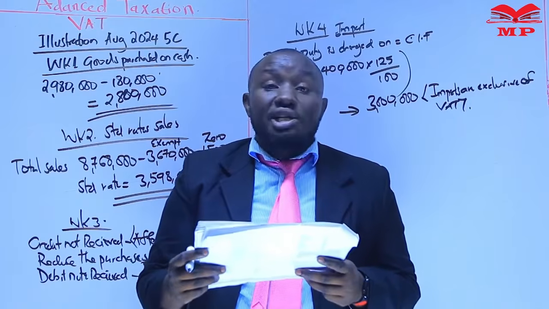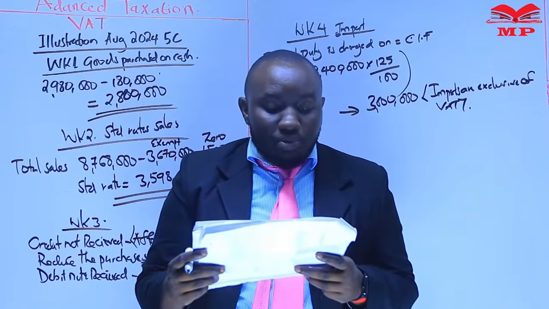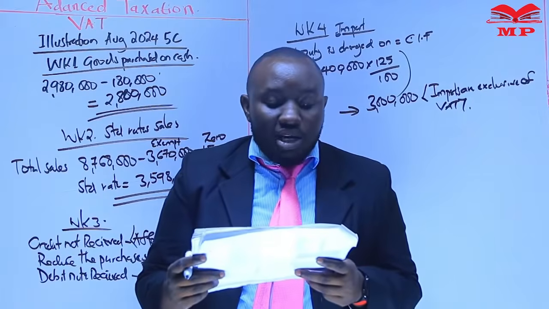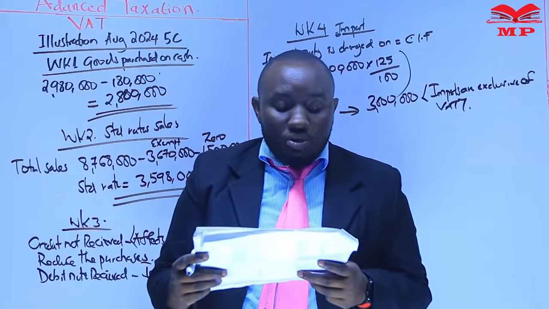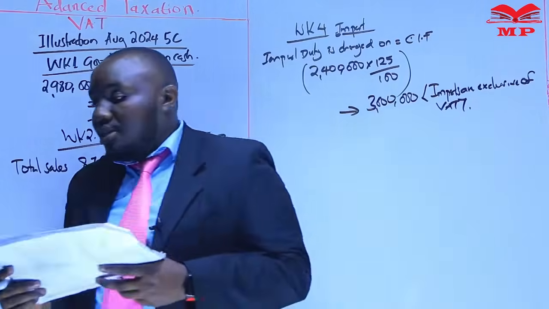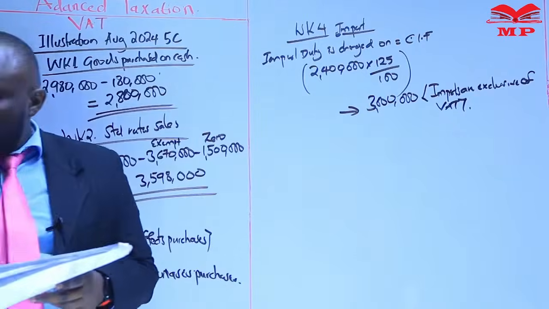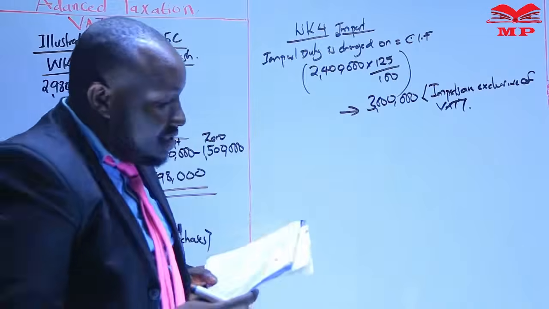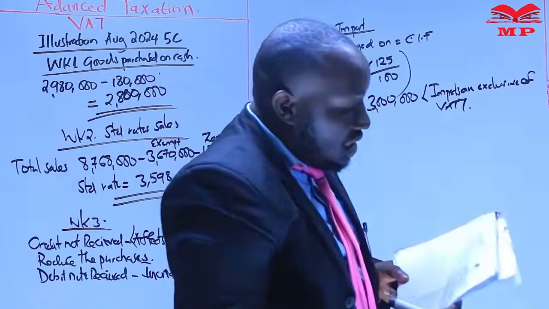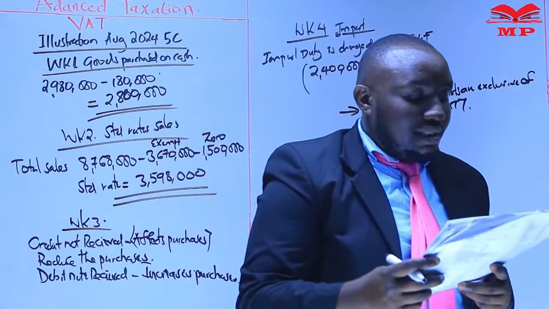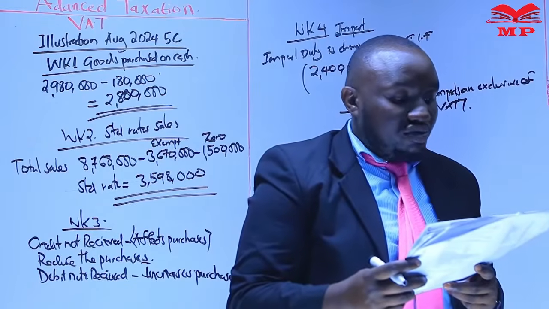Office rent, that is chargeable to VAT. We claim an input VAT. Then we have water from the county. That is basically exempted from VAT. Water from the county should not be charged to VAT. Then we have electricity, that is chargeable to VAT.